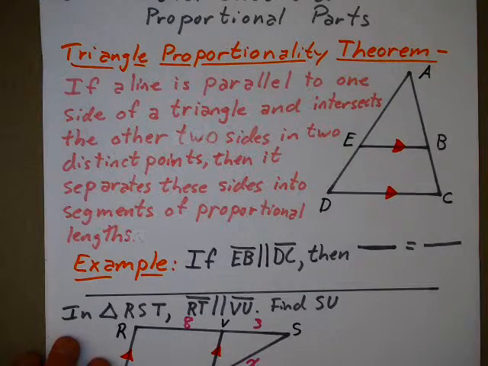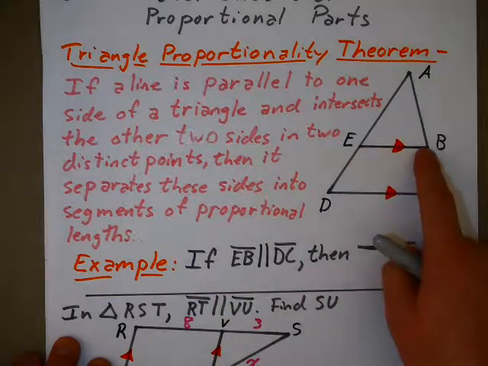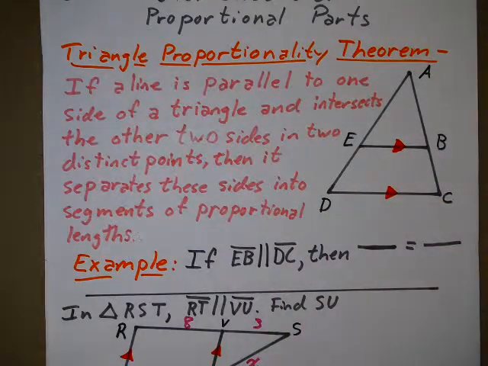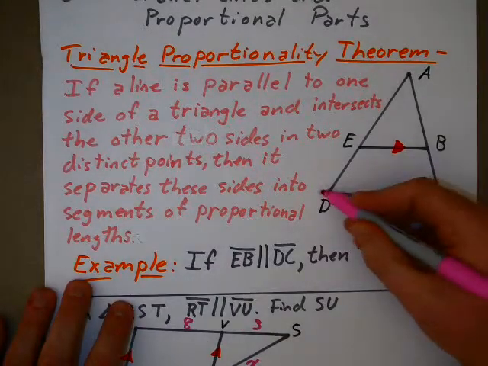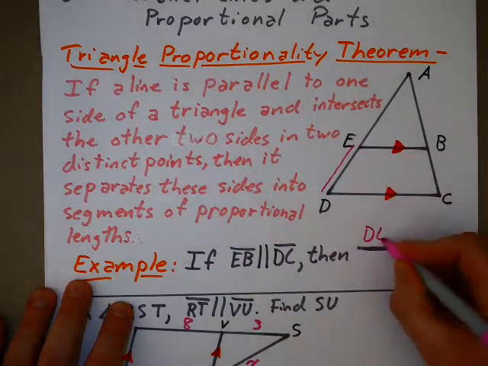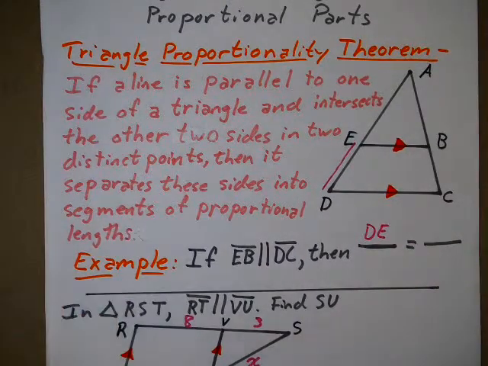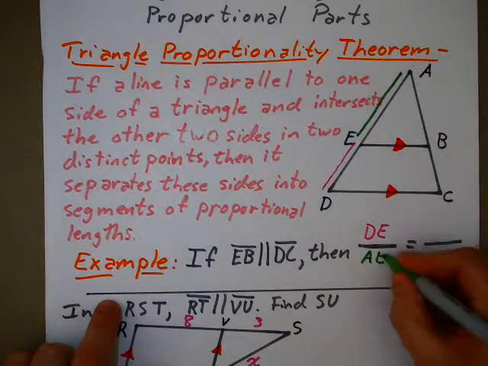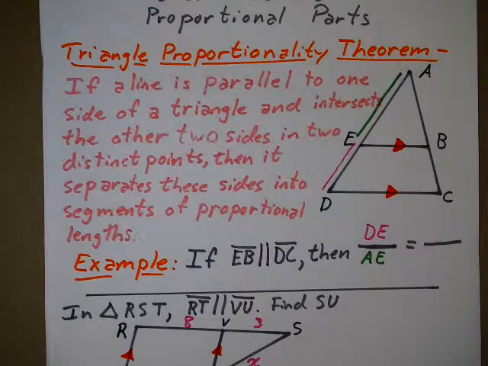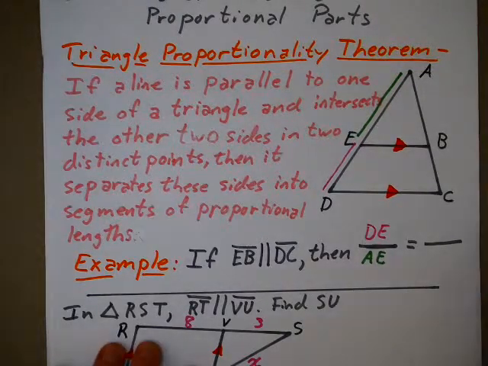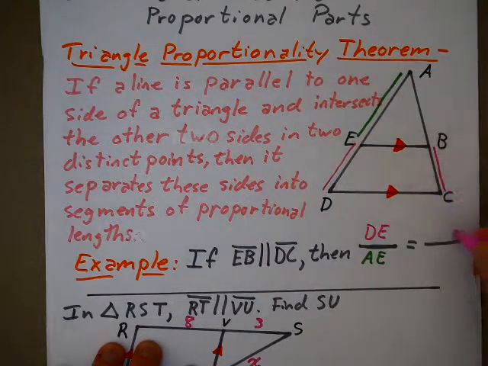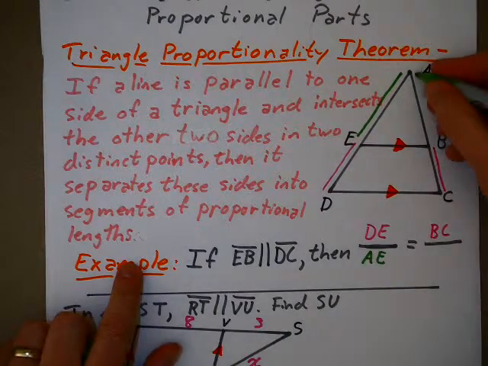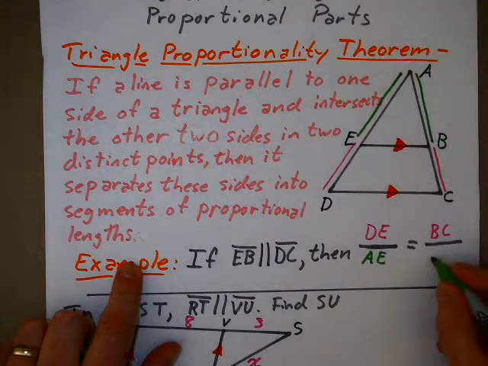So to sum it up, let me move that up a little so you can see. It says if EB, this line segment right here, is parallel to DC, that line segment right here, then this segment right here, DE, over this segment right here, AE, that proportion will equal the proportion of this segment, BC, divided by this segment right here, AB.